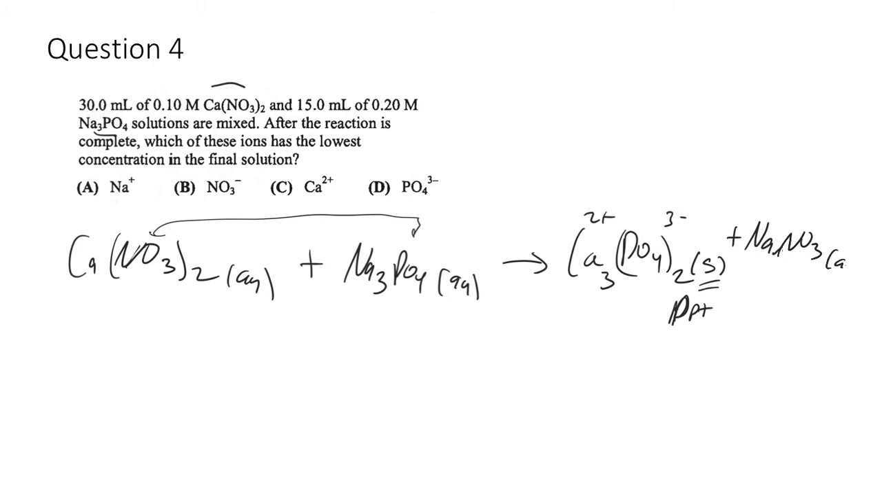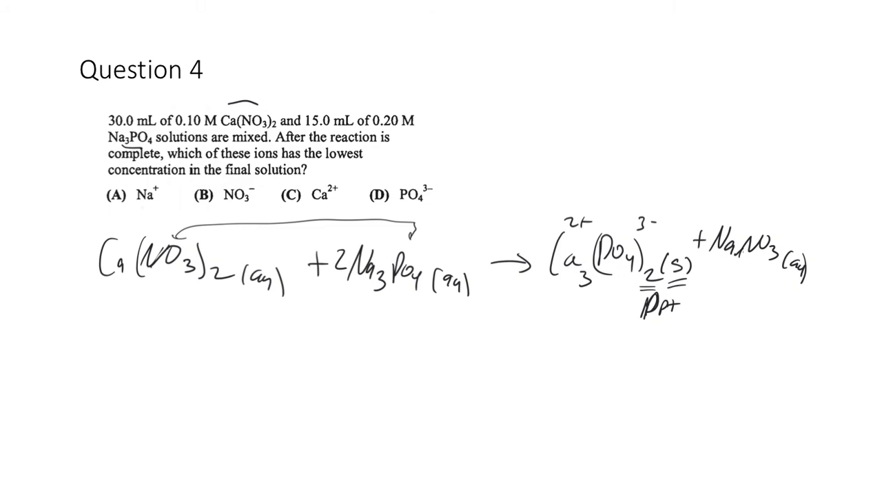And then this is water soluble. And then our balancing, we're going to need a 2 here to get our 2 phosphates. And so that's going to be 6 NaNO3s, and we need then 3 calcium nitrates. It gives us the 3 calciums on both sides, and then the 6 nitrates.